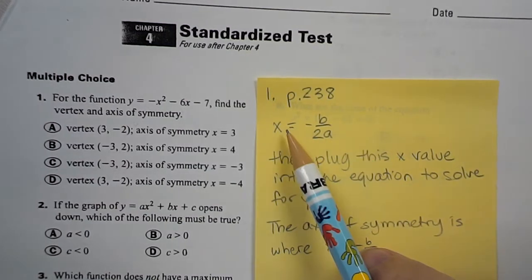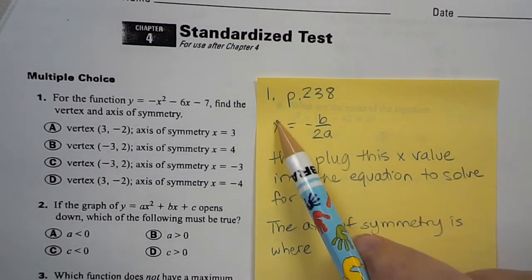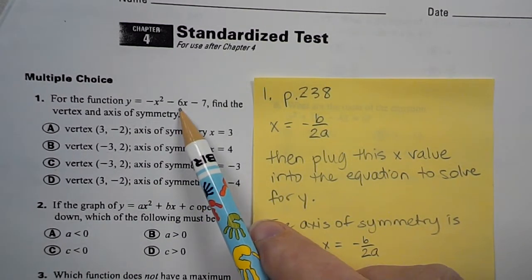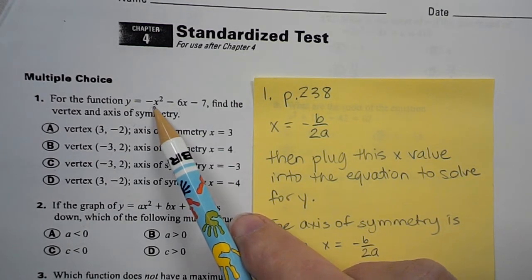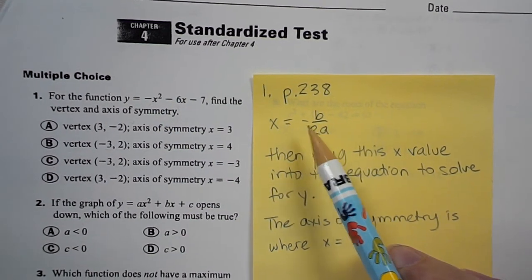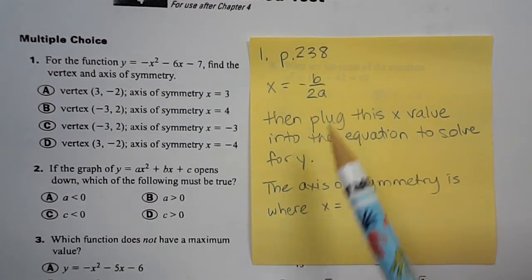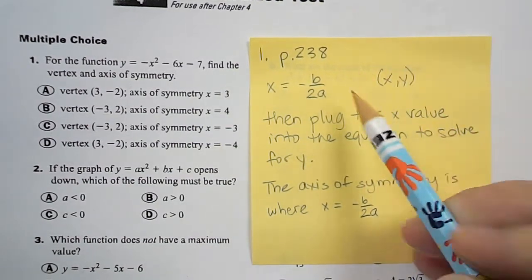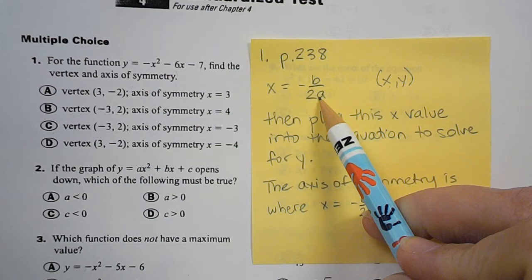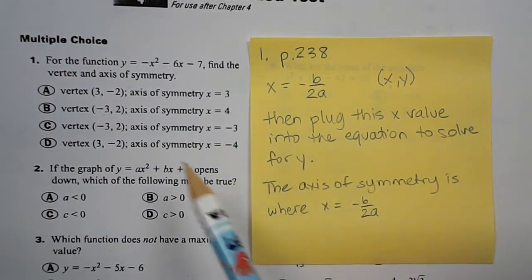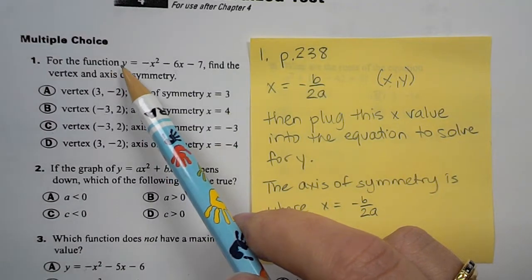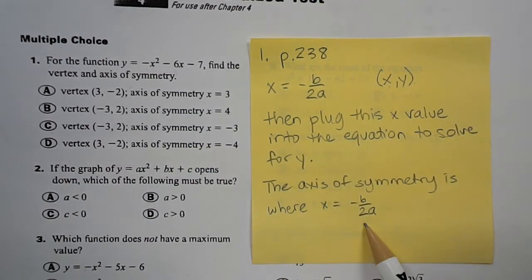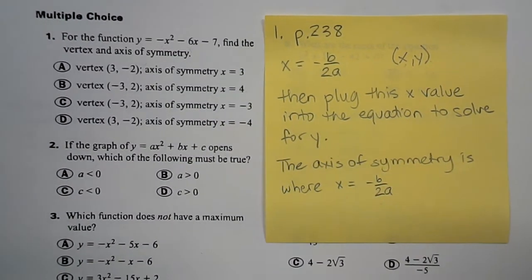On page 238, it tells you that your vertex and axis of symmetry can be solved if it's in the right form by negative b, this is the b value, divided by 2 times a. Here's your a value. When you solve for your x, you not only have your axis of symmetry, but you have the first point in the vertex. The vertex is going to be x, y. So once you find the x value, by solving this, you plug it in to the equation, and then you solve for y. And that will give you your y value. So now you'll have your x and your y, and you'll have your axis of symmetry because that will be equal.